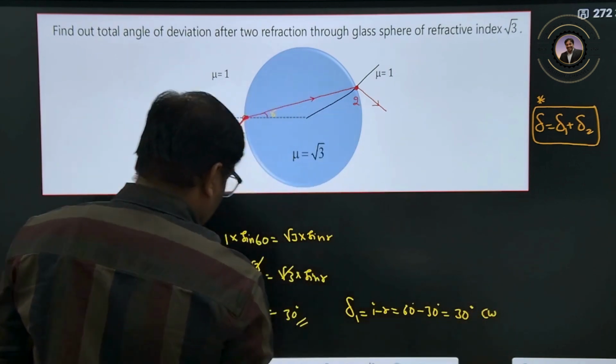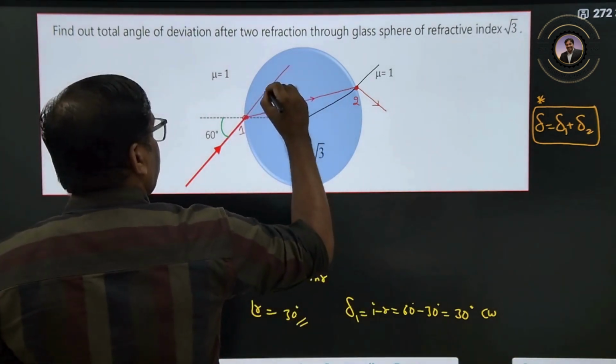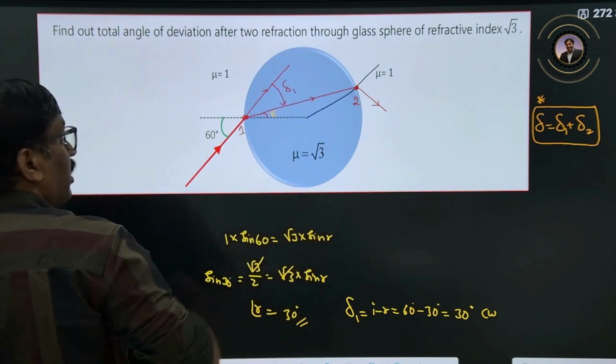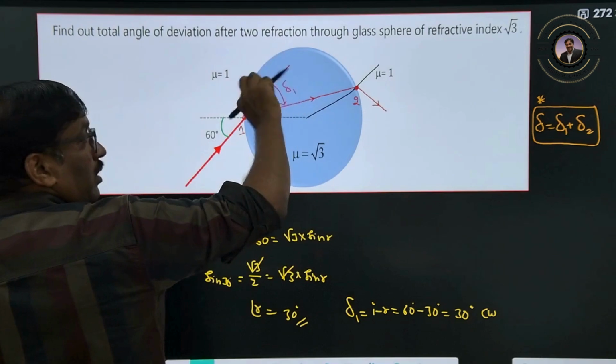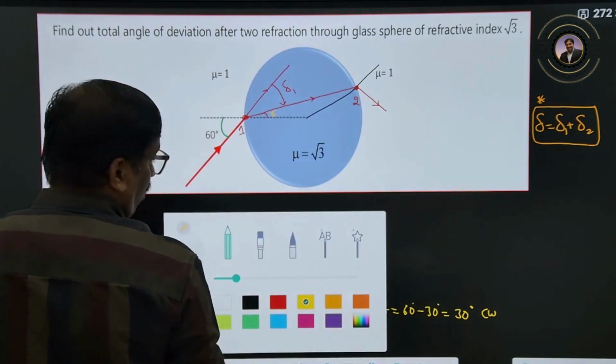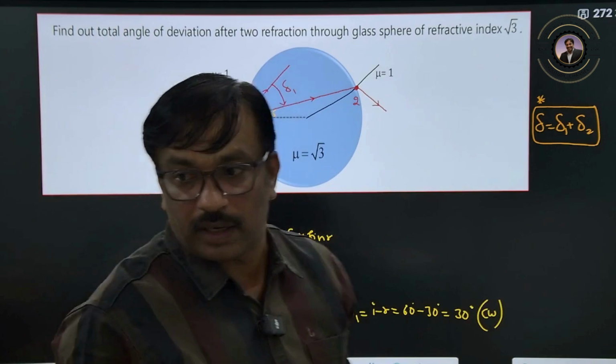What is clockwise? See, actually this light ray should go like this. This much amount it is getting deviated. This is delta 1. That is, it is rotating like this, so it is in the form of like this. That's why it is written as clockwise. Understood? Clear?